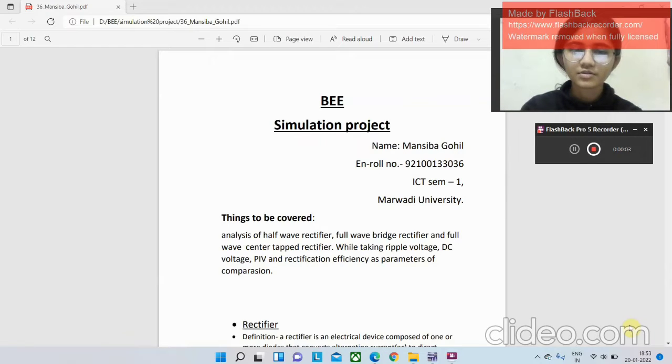Hello everyone, my name is Mansiba Gohil and today I will be talking about my simulation project which involves the analysis of half-wave rectifier, full-wave bridge rectifier and full-wave center-tapped rectifier. Ripple voltage, DC voltage, PIV and rectification efficiency will be taken as the parameters of comparison.